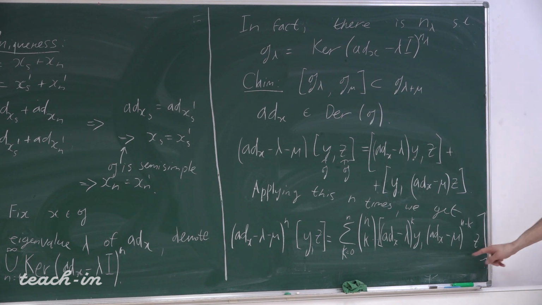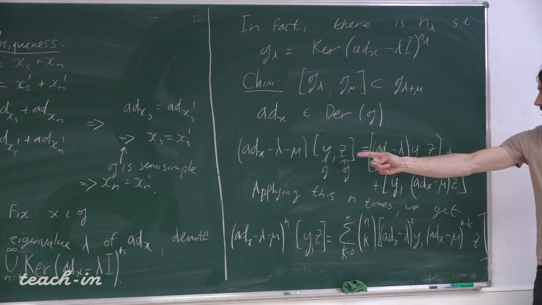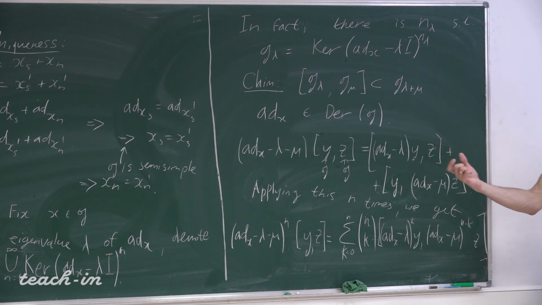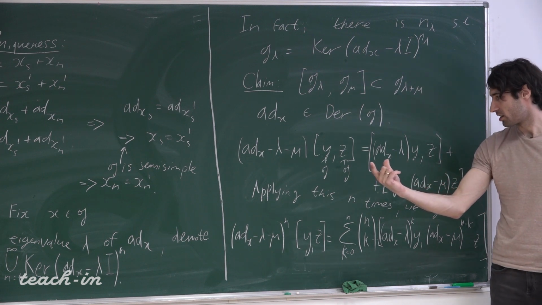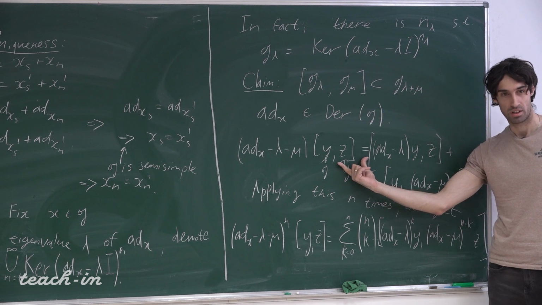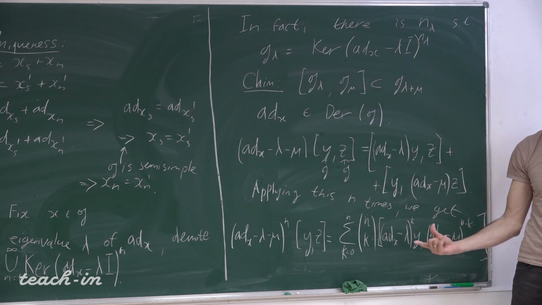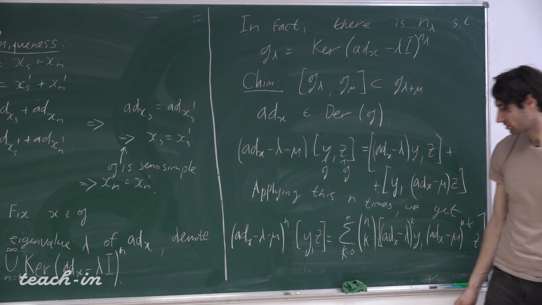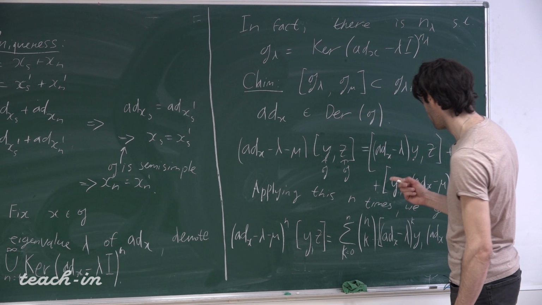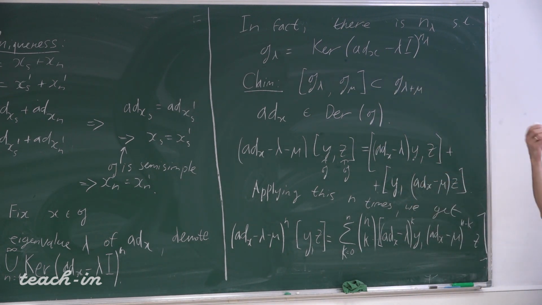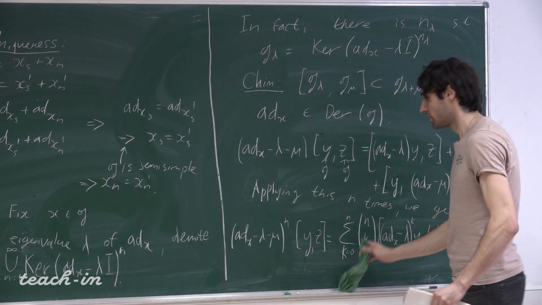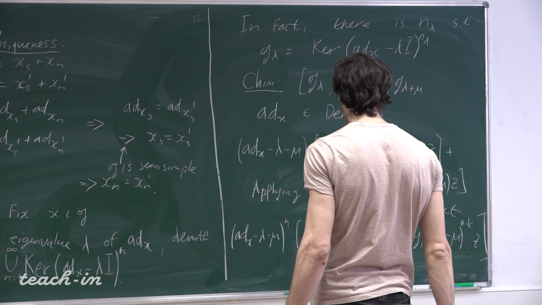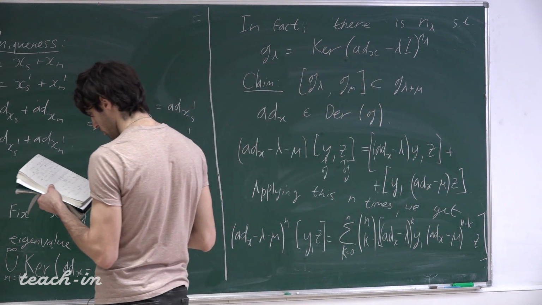So this is just the same combinatorics as in the Newton binomial formula, right? So I take this, I have these two terms. Now I apply this again, so I can apply ad x minus lambda minus mu to here or to here. I will have 4 more terms, but 2 of them will be of the same kind. So I will have 3 terms, but with some coefficient 2, which is this binomial coefficient, and so on and so forth. All right. So I will use this too.